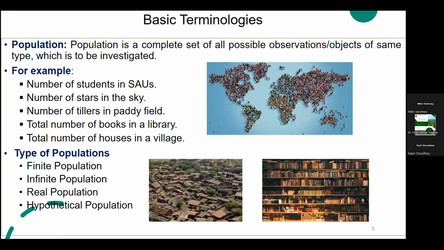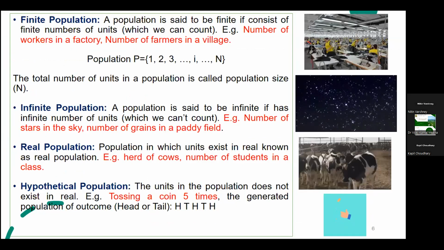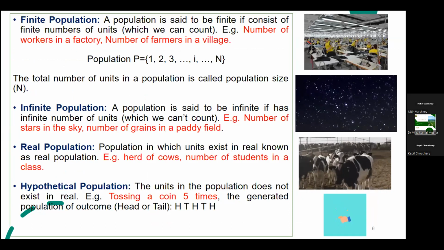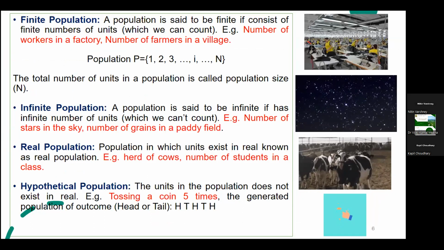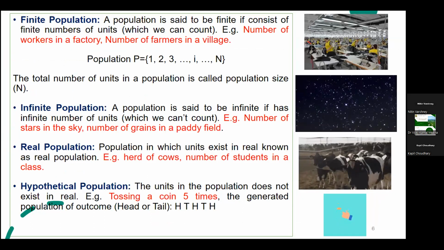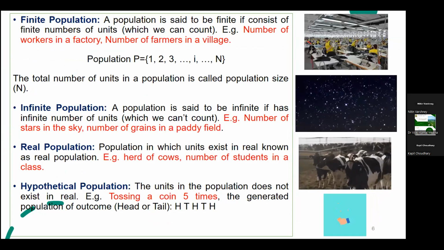Now there are four types of populations. First one is finite, infinite, real, and hypothetical. So what is a finite population? The population which consists of n number of observations which we can count easily. So I can count the number of workers in a factory, number of farmers in a village, likewise. So these are finite populations.